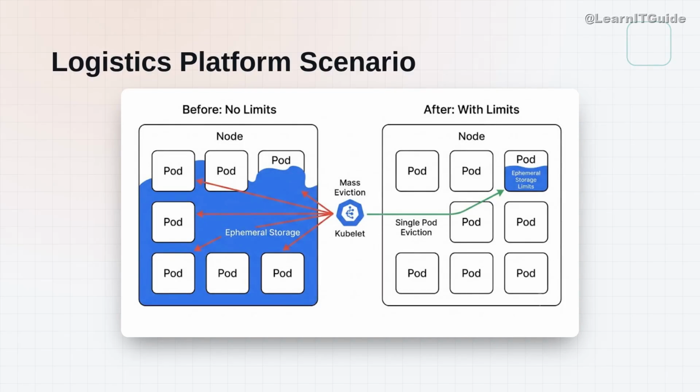Think about a logistics company tracking millions of packages. They process tons of images for delivery proof. One team forgot to clean up temporary images, and the node storage filled up entirely. The kubelet started evicting every pod on that node. It was chaos. By setting clear ephemeral storage limits, they contained the damage. Only the faulty pod was evicted while the rest of the cluster continued to operate.